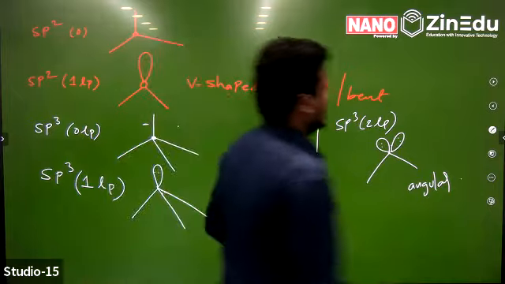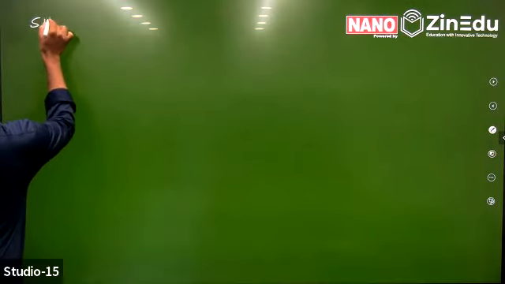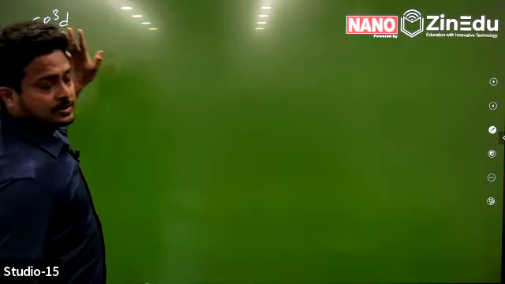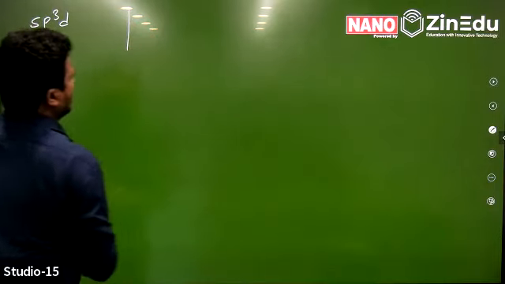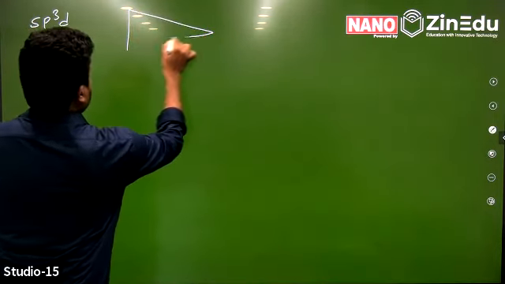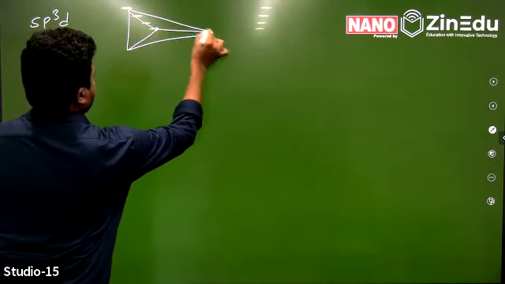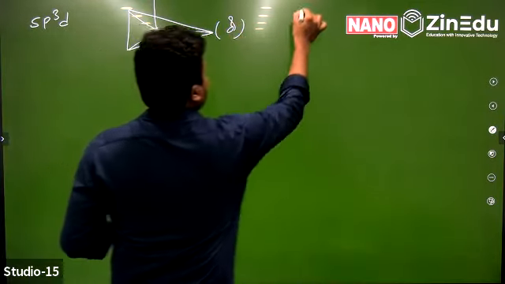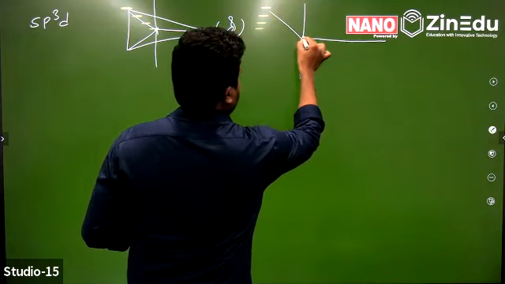Copy that down. Next, the next important structure, for sp3d hybridization. In sp3d hybridization, if the central atom undergoes sp3d hybridization, the shape of the molecule is trigonal bipyramidal geometry. This is the central atom, and these are the surrounding atoms. This is the central atom, right?